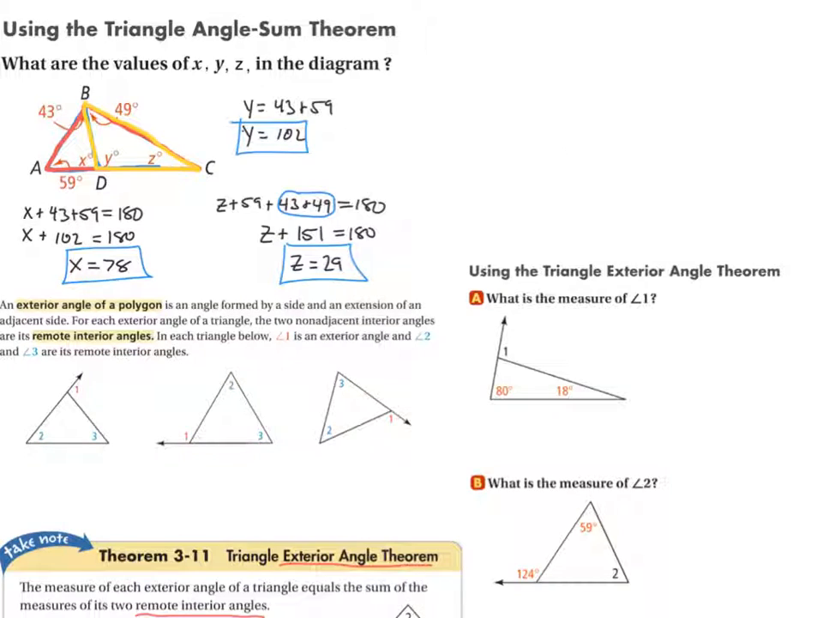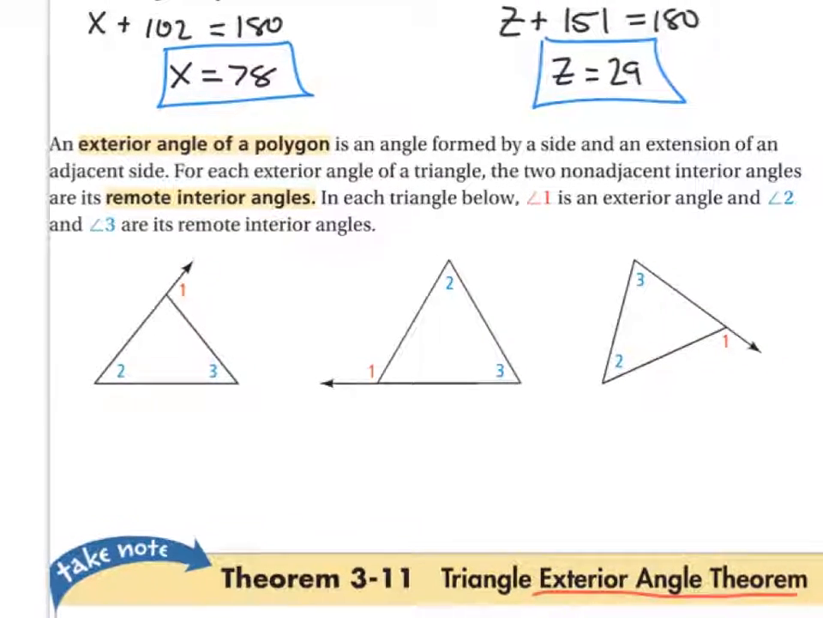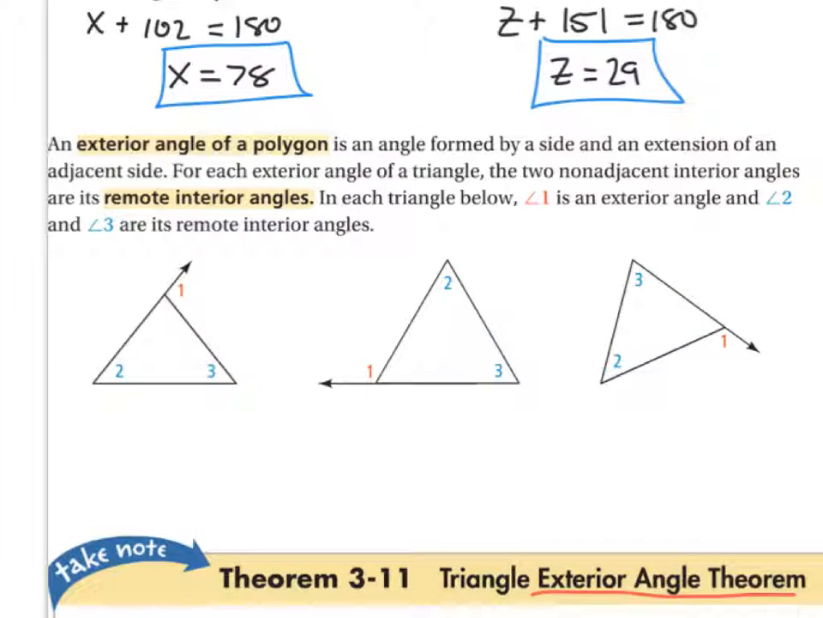On the back side of your notes, I quickly want to talk about our vocab from yesterday. Because we just quickly talked about the theorem, okay? But I want to make sure everybody understands where that theorem comes from as far as the vocab involved. So first off, the exterior angle of a polygon, and this is true for any polygon, not just triangles, is an angle formed by a side and an extension of an adjacent side.